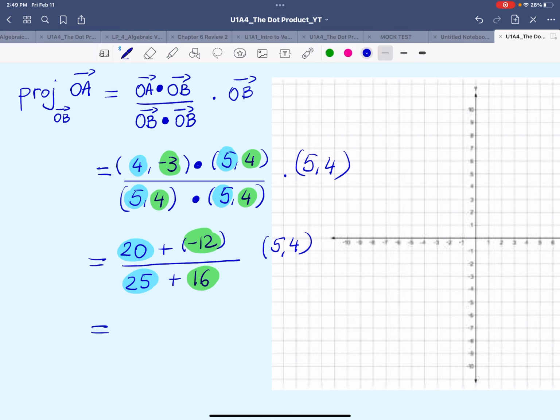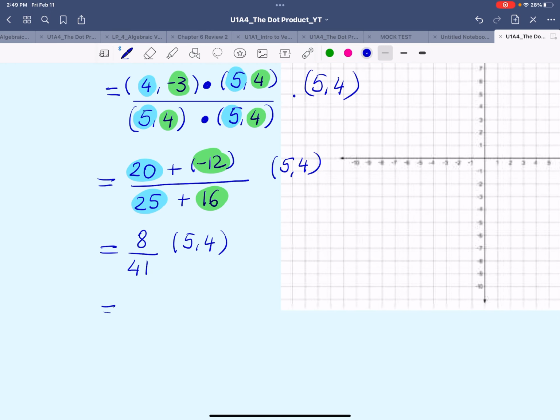So simplify: 20 plus negative 12, that's an 8. 25 plus 16, that's 41. And then 5, 4. Which means that the projection will be 8/41 of the vector 5, 4. So multiply: 8 times 5, that would be 40 over 41, comma, 8 times 4, 32 over 41. So these will be the coordinates of the projection of vector OA onto vector OB.